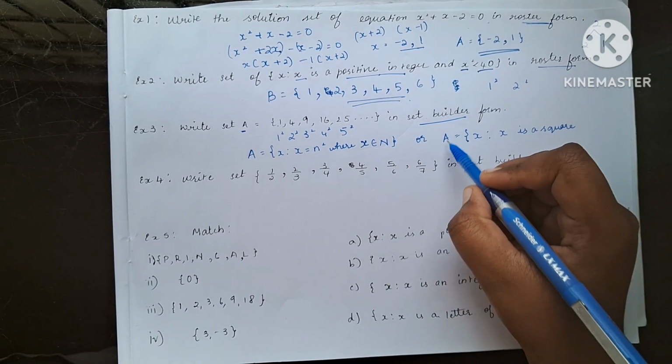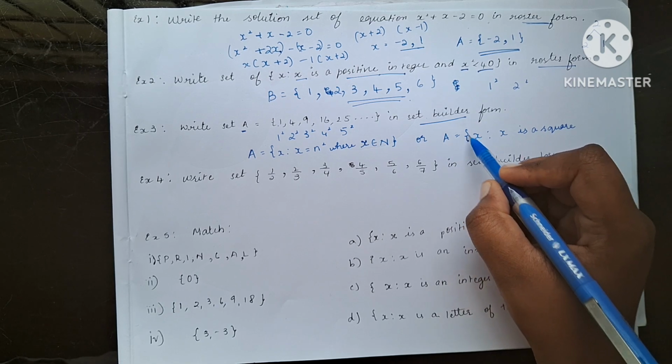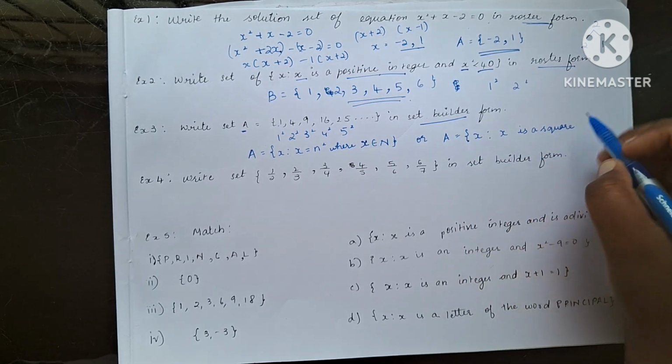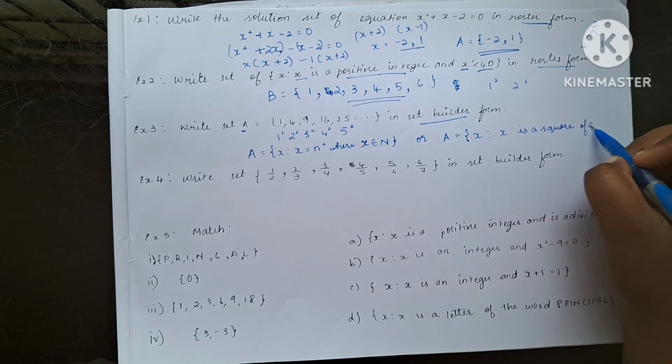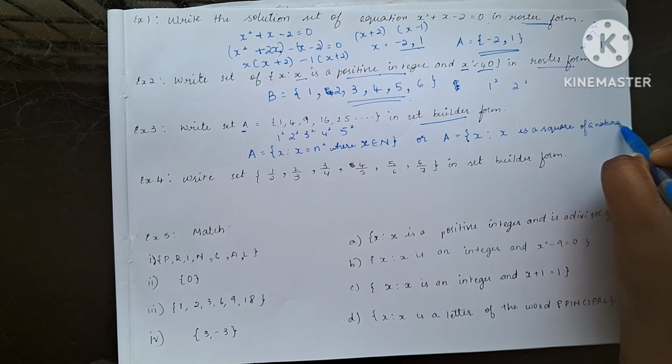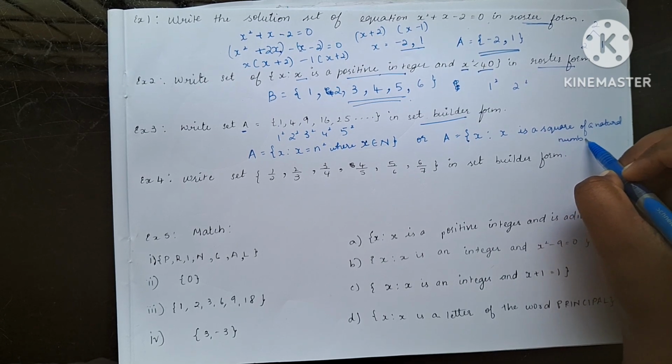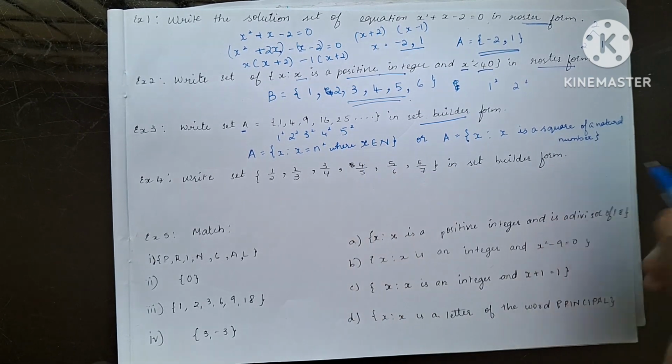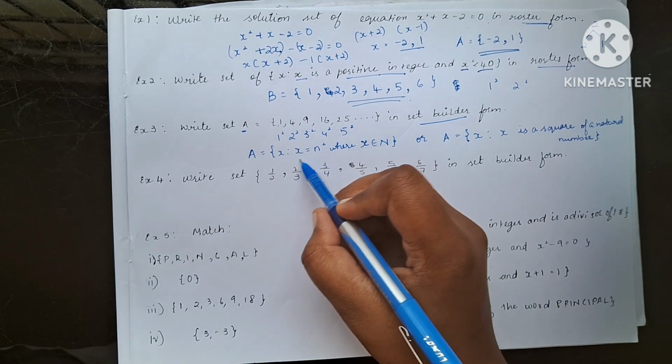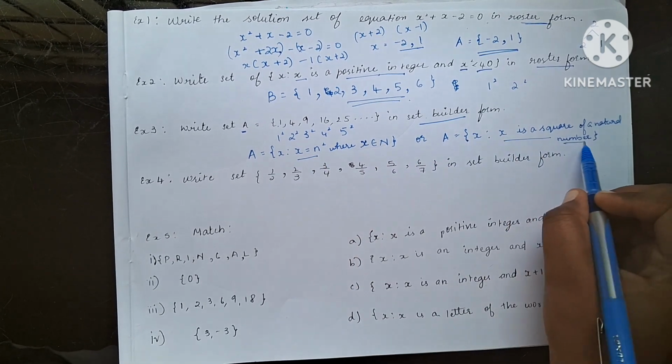You can write it as set A is equal to x such that x is a square of a natural number. Either of them will work. You could write it in any way. Either you could use an equation or just write it as a statement.